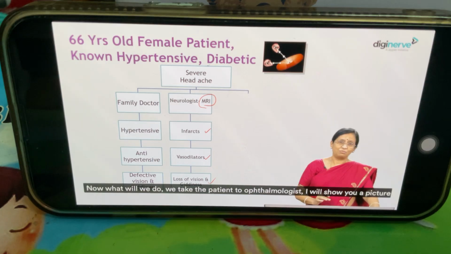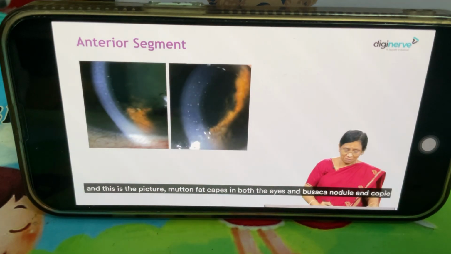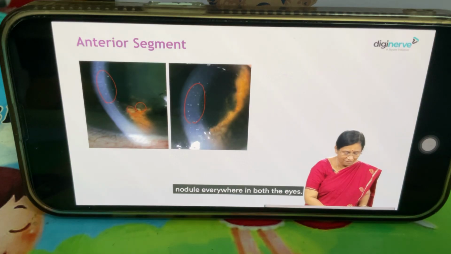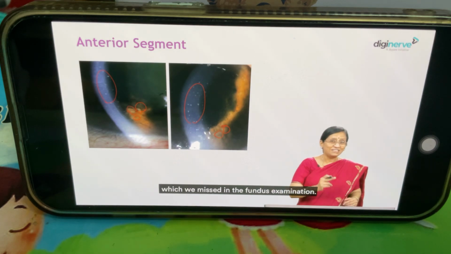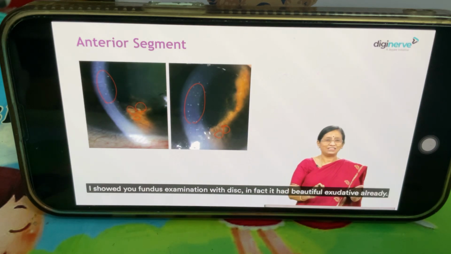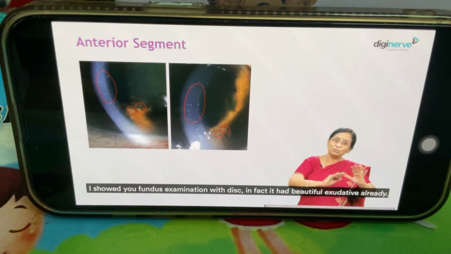We take the patient to the ophthalmologist. I will show you a picture. And this is the picture. Mutton fat KPs in both eyes, and Busacca nodules and Koeppe nodules everywhere in both eyes. You know the diagnosis. Bilateral exudative detachment is seen in the posterior segment, which we missed in the fundus examination. I showed you the fundus examination with the disc. In fact, it had beautiful exudative detachment.